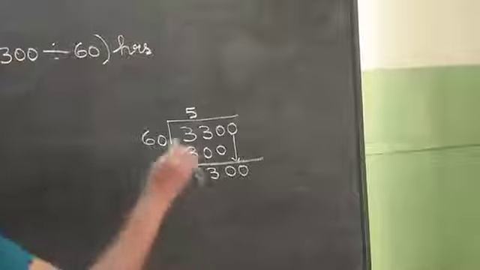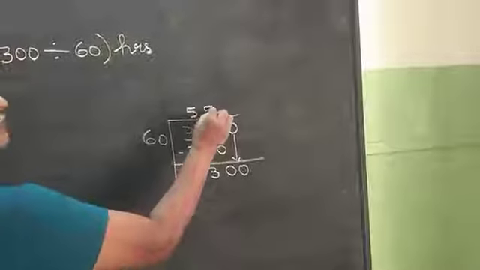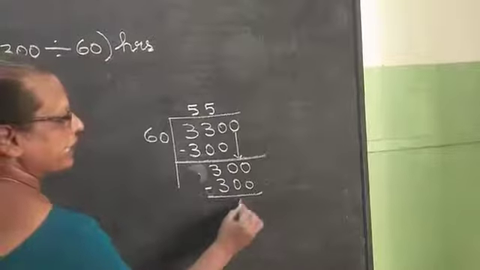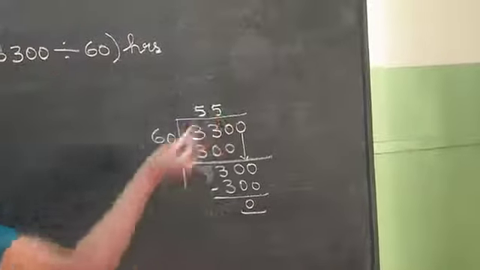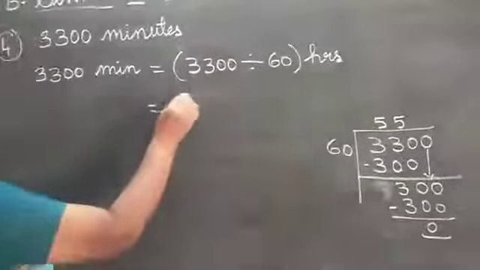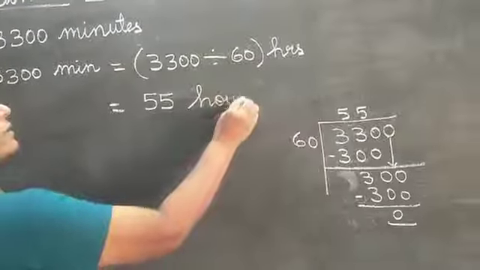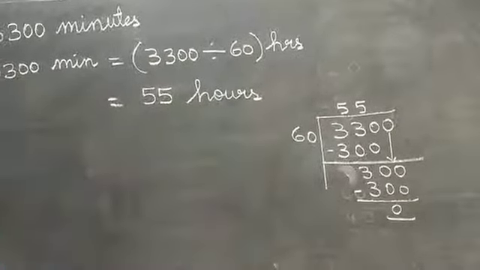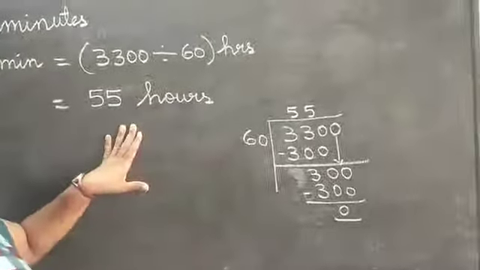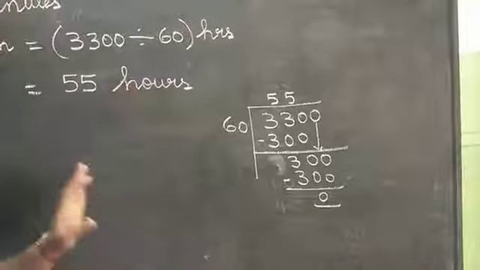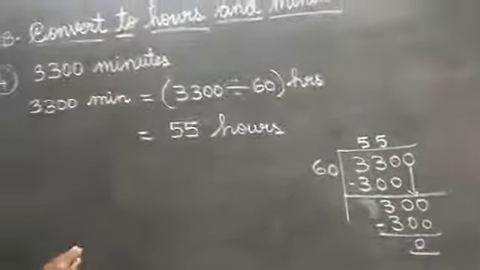Okay, children. See again what will come, children? 60 fives are 300. So what's the remaining? Nothing. So only what's the answer? 55 hours. 55 hours. This is the answer. So if you divide only, you can find out like this. Okay, children. So while dividing also you have to be thorough, but only what's the basic tables, multiplication tables.